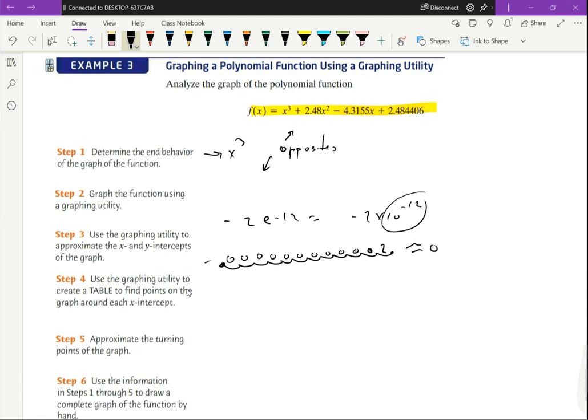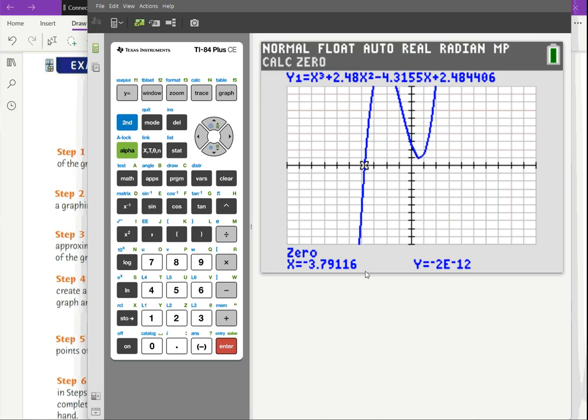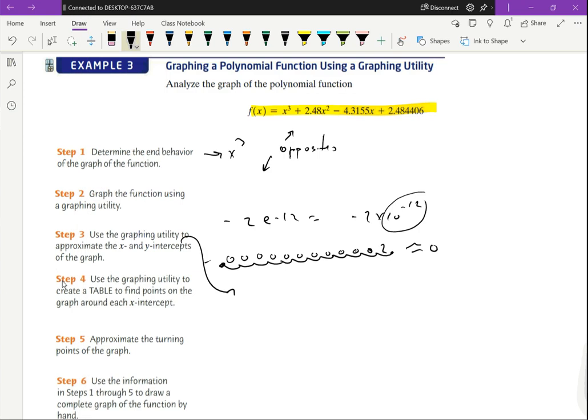Practically, that's 0. Every once in a while, the calculator does not give us the 0 value, but it gives us something that's horrifically close. I mean, very, very close overall. So when we see that, we're just going to call that the 0. So our zero of the function, let's go back through, is going to be at negative 3.79. Okay, so the x-intercept is going to be negative 3.79.